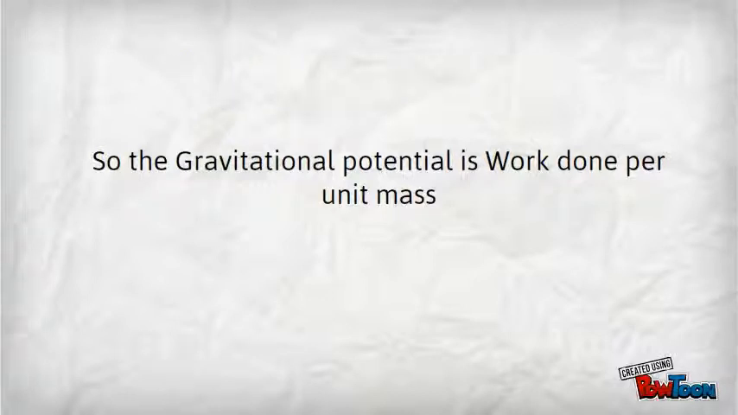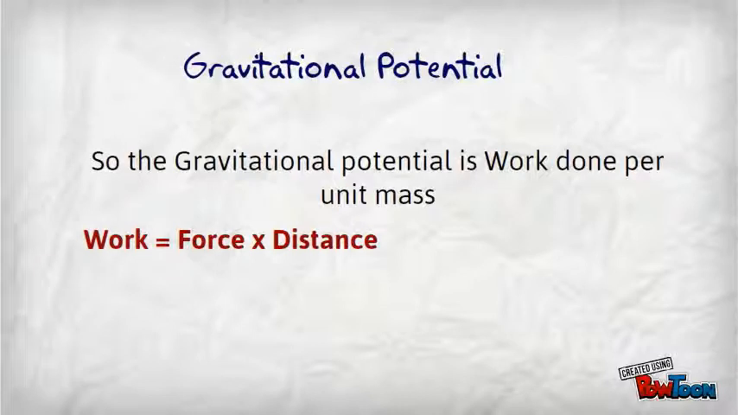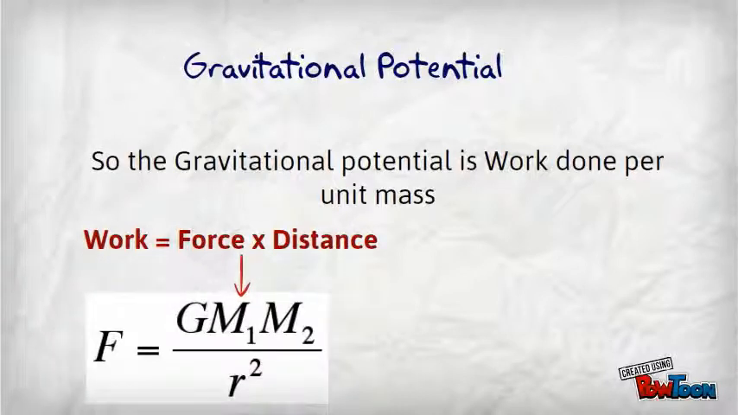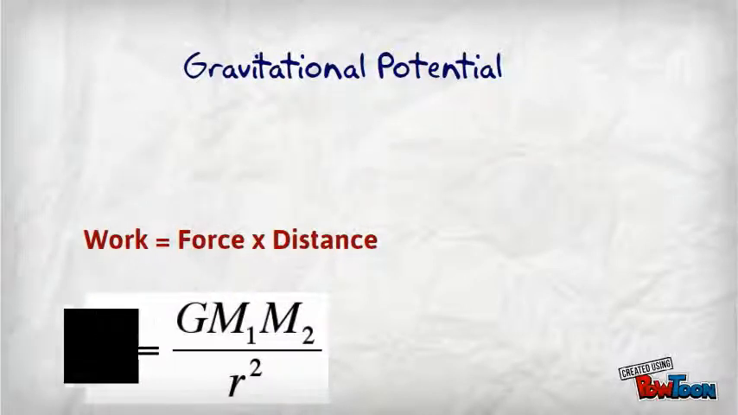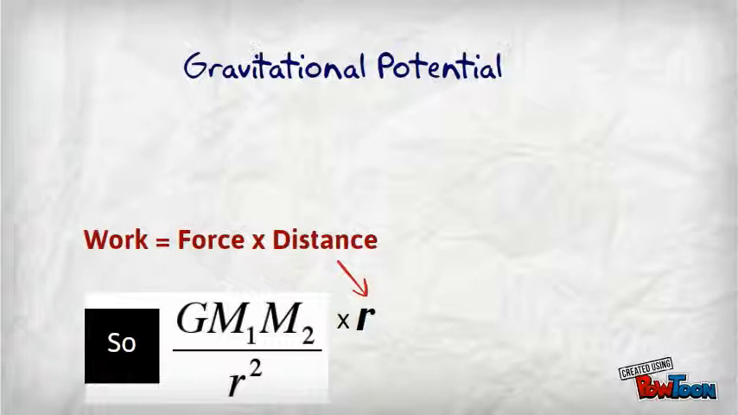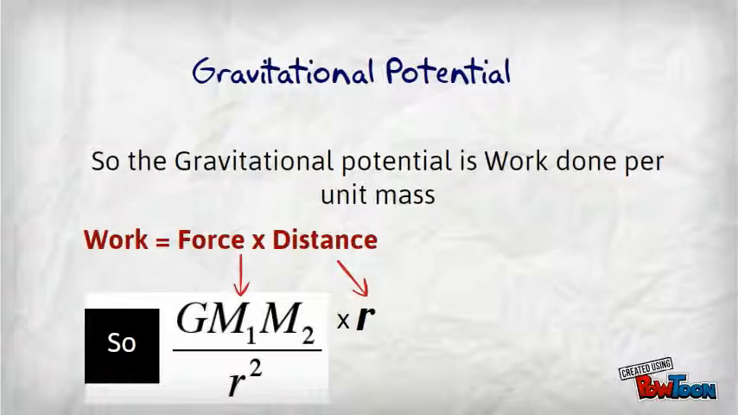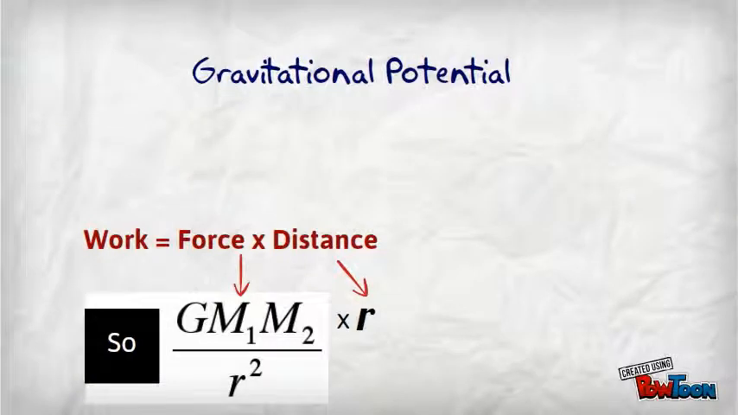Let's see how that fits into some equations. So we've said it's the work done per unit mass. Well, let's think of an equation for work. Work is equal to force multiplied by distance. We know the force is the gravitational force, given by the equation F equals G m1 m2 divided by r squared. And if we were to have a satellite and we want to find out its gravitational potential, then the distance is also the radius of its orbit. So to find the work done, we multiply the force by the distance.